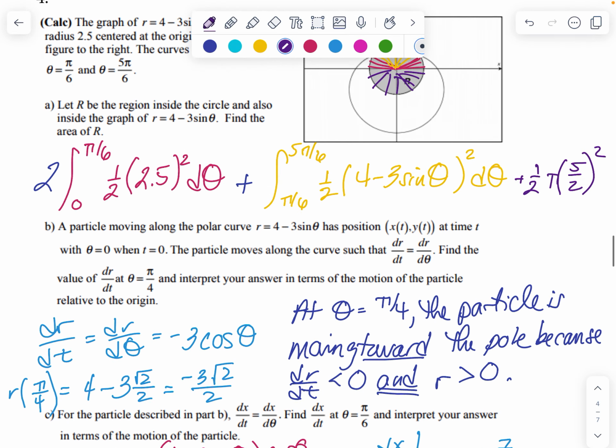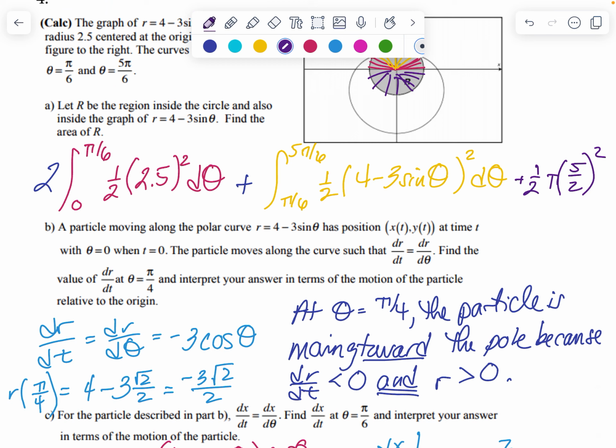Okay, so right here, dr dt is like dr d theta. This is the derivative of that. Okay, then evaluate that at pi over 4. Notice my notation. I do think it helps to signify that you are evaluating at a specific value. I got something negative. Now, it asked about the motion, the motion relative to the origin.